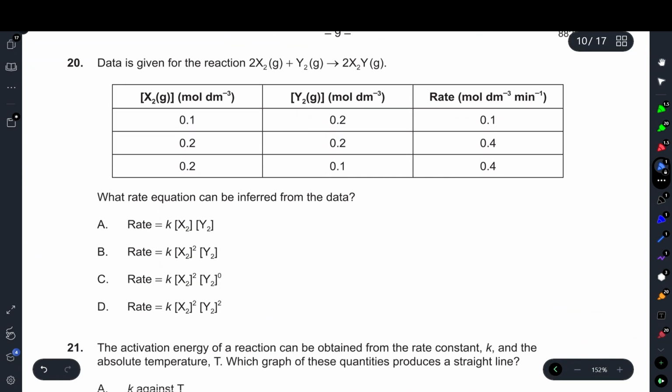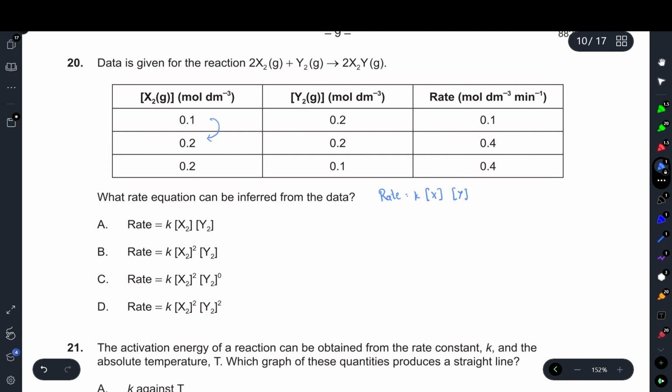So question number 19, option A. Let's go ahead to question number 20. The data is given for this following reaction. So this is an example of how you find the rate from a given rate table. Rate is equal to k times concentration of X to the power something times concentration of Y to the power something. Finding those somethings is the important part here. Let's go ahead and see this.